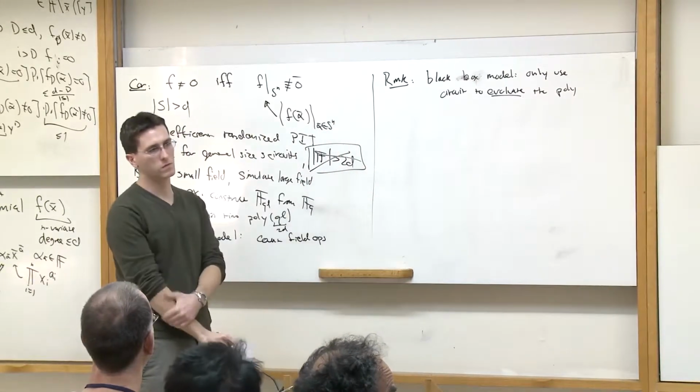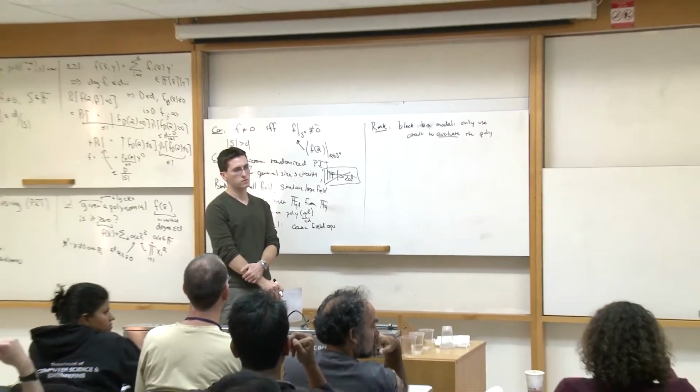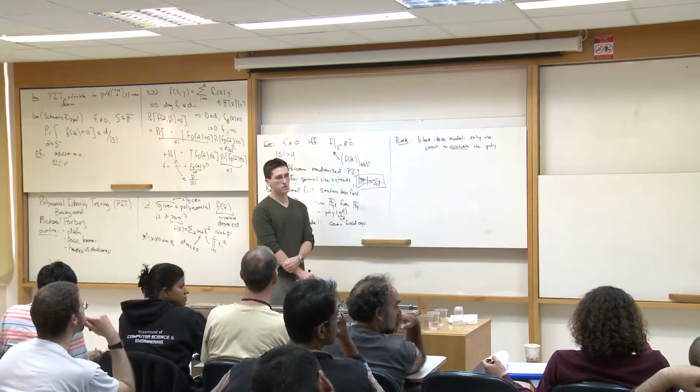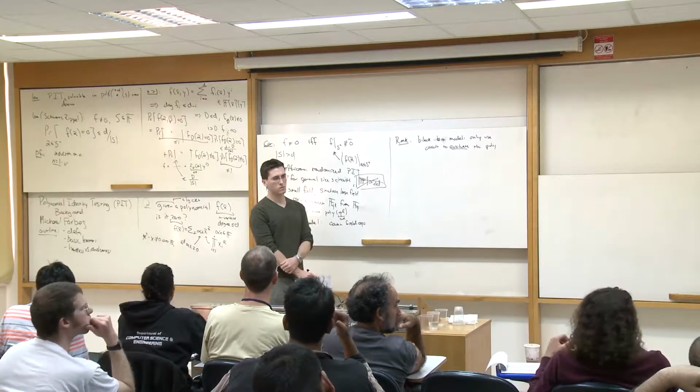The computational model of counting field operations will be reasonable only for the black box model. Why? Non-commutative identity testing. You have to do manipulation.